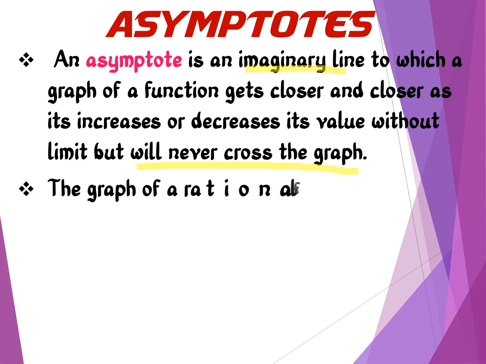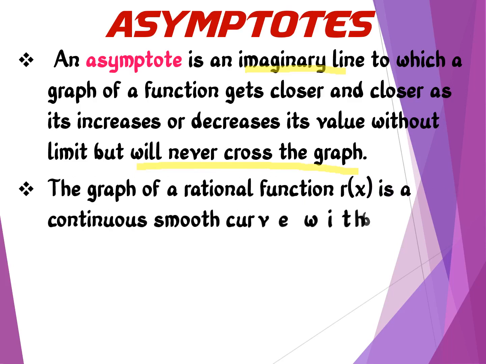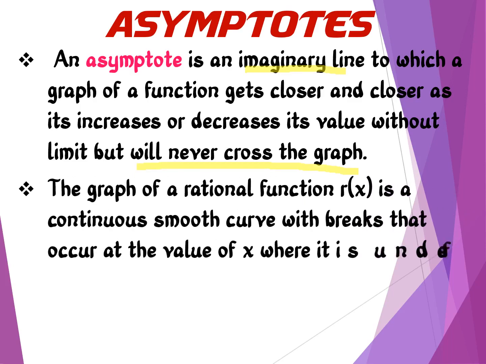Now, the graph of the function r of x is a continuous smooth curve with breaks that occur at the values of x where it is undefined. So you will find here a hole or a gap on the graph because of the values of x that will make the function undefined. So there will be a hole on that part of the graph.